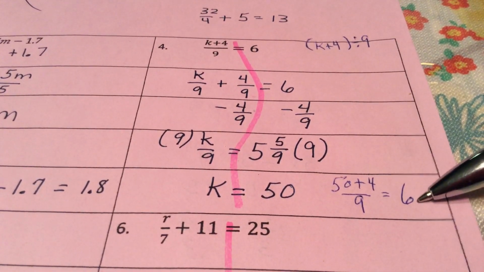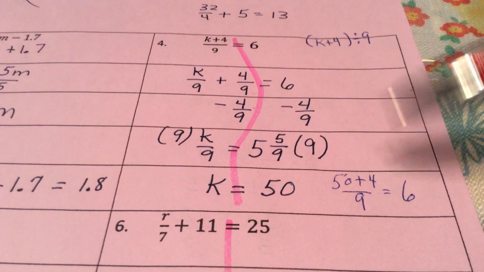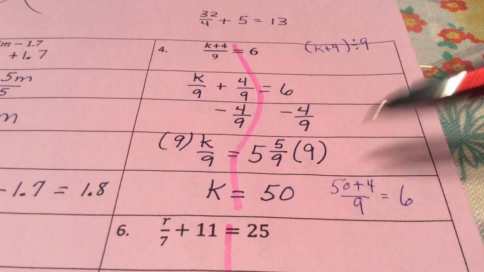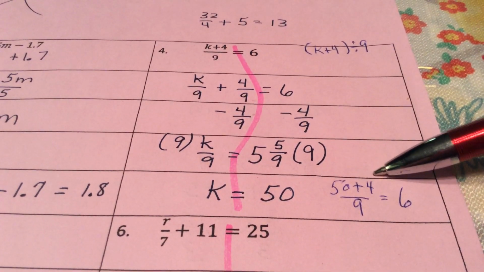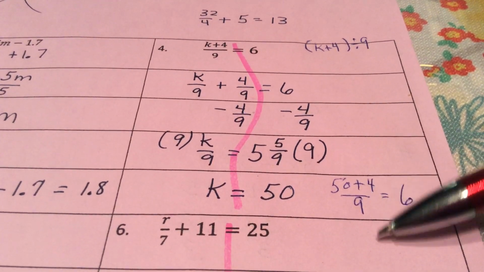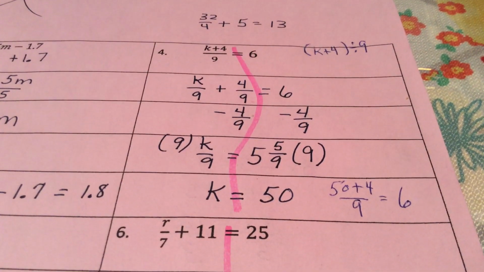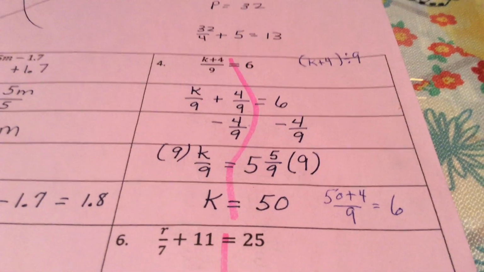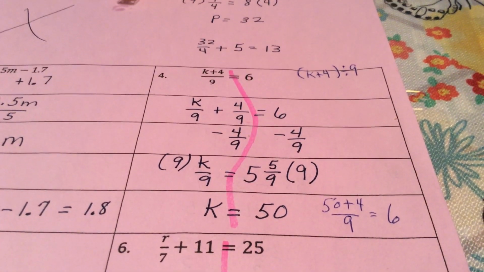If you don't, you won't get 6. Or you can put parentheses, 50 plus 4, parentheses closed, and then divide by 9. You have to make sure that you add those two first and get an answer before you divide by 9.